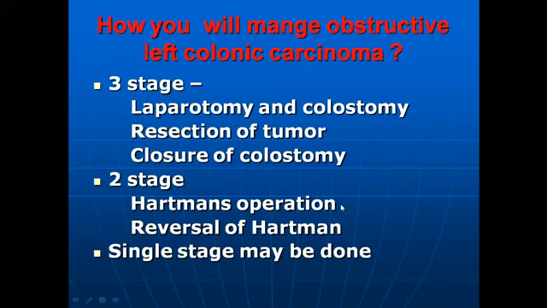When the condition of the patient becomes normal, you correct the deficiencies: the correction of the anemia, the correction of the electrolytes, improvement of the liver functions, improvement of the albumin. When the patient is physically normal, then we go for the reversal of the Hartmann. So this is a two-stage procedure, and another is a single stage. All these things can be done in a single stage. For example, you do a laparotomy and a left hemicolectomy with a primary anastomosis.